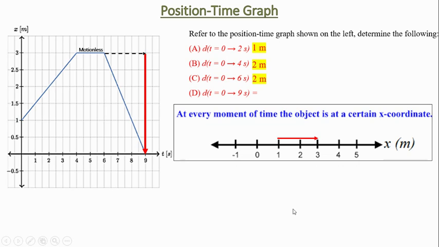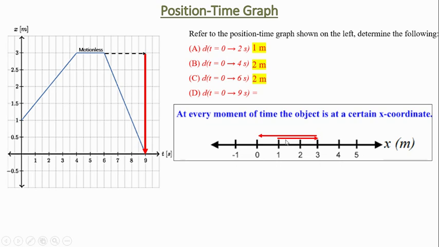So on the number line, I have drawn from 3 to 0, because at 6 seconds, if you go across, the object starts at 3, but then by the time it gets to 9 seconds, if you go across, it has gone to 0. Well, on the number line, to go from 3 to 0, you must have walked leftward 3 meters. All right, so that's that.